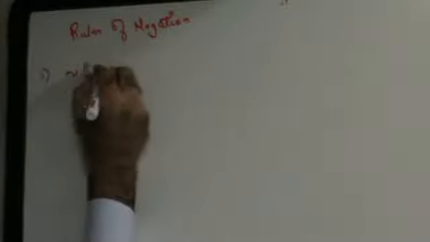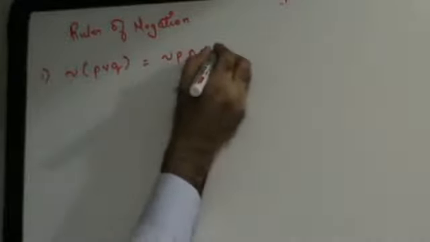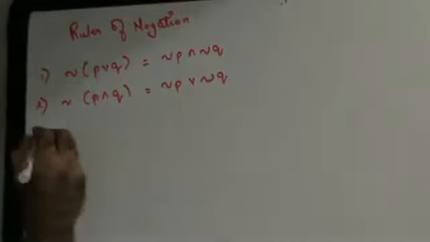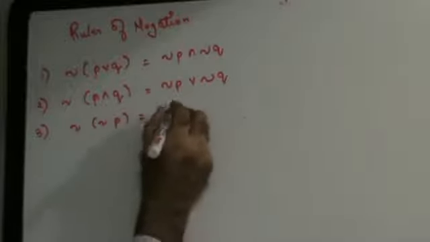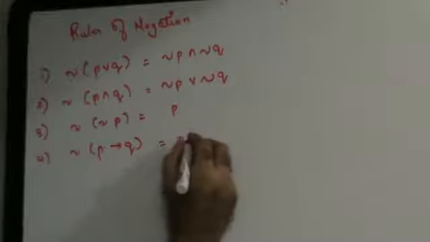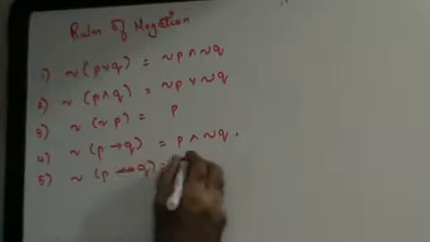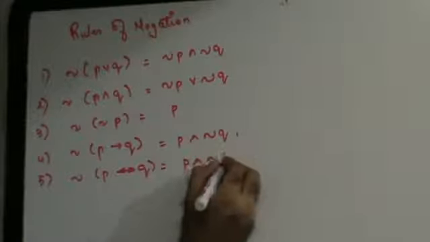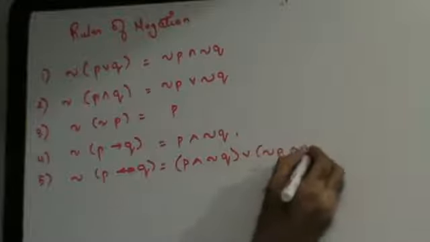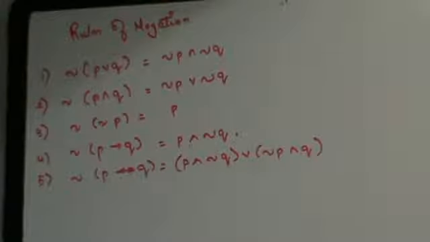Next guys, please take down some rules of negation. Not of P or Q is not P and not Q. Not of P and Q is not P or not Q. Not of not P is P. Not of P implication Q is P and not Q. And not of P biconditional Q is P and not Q, or not P and Q. These are called your rules of negation. This is how you make negation of a connector.